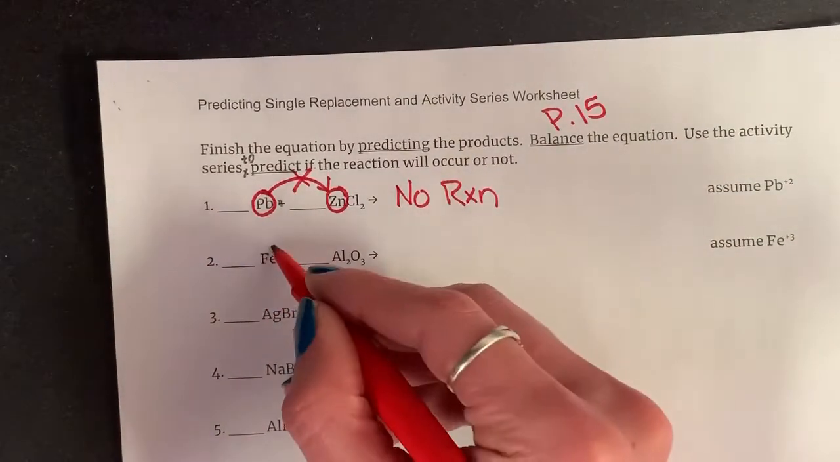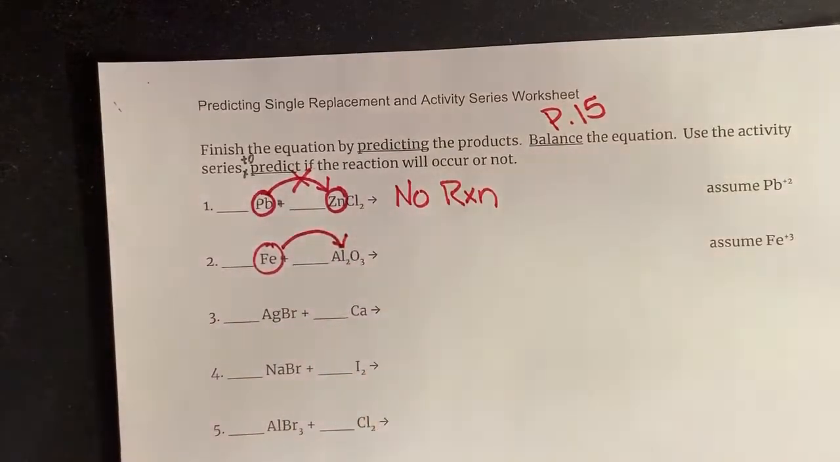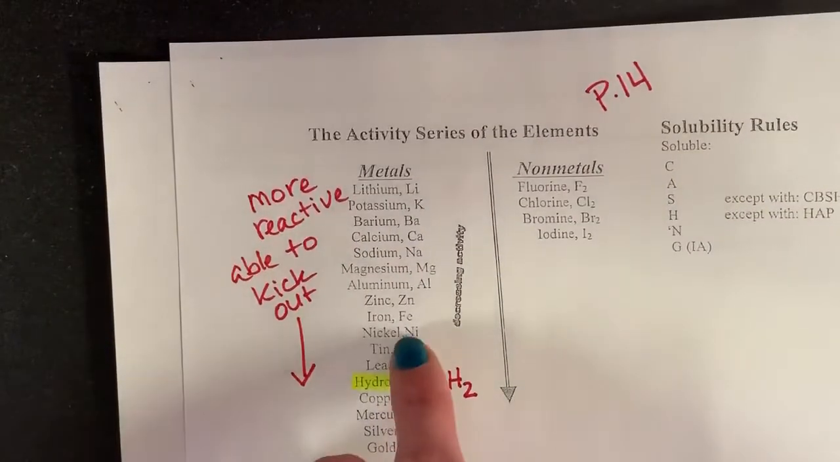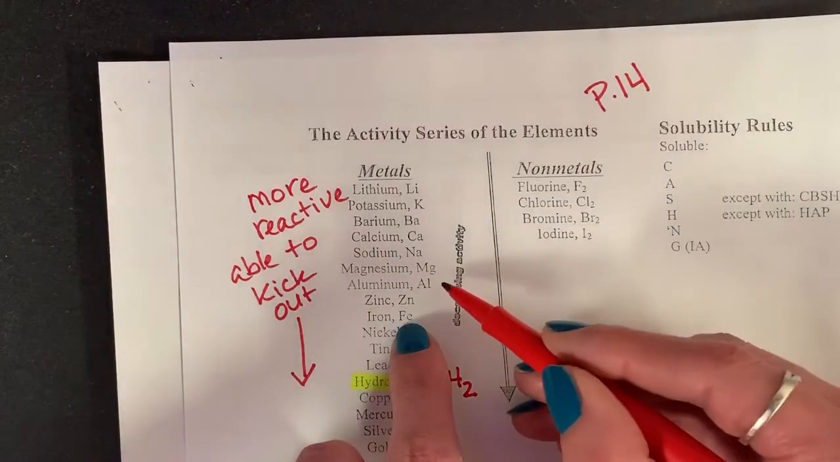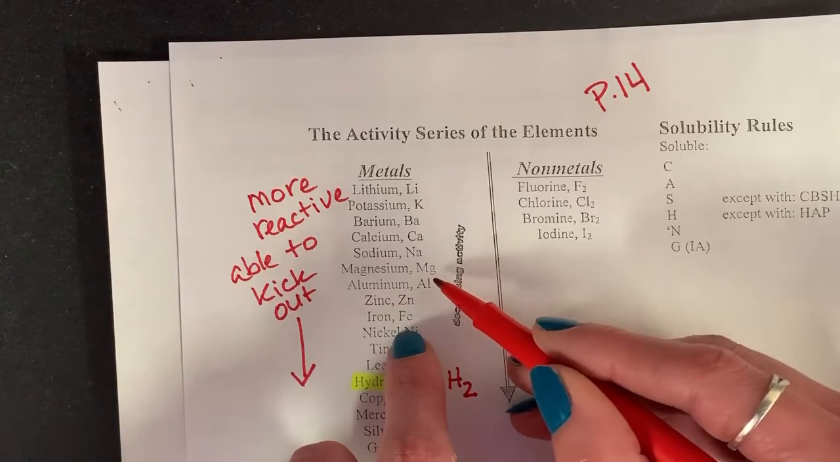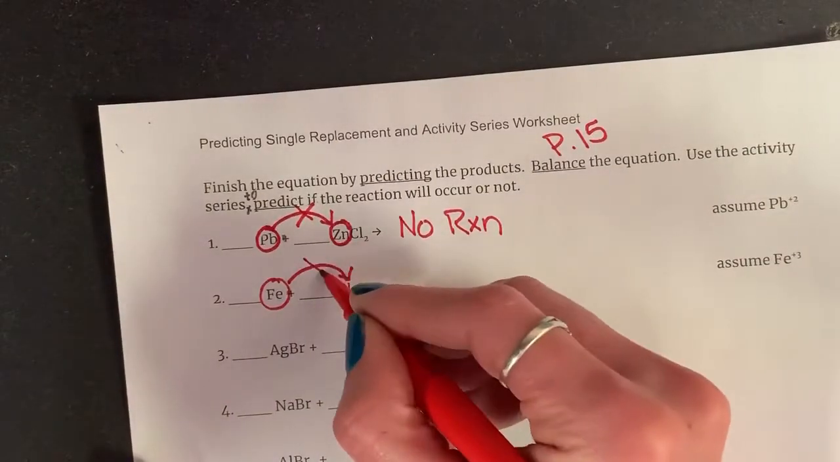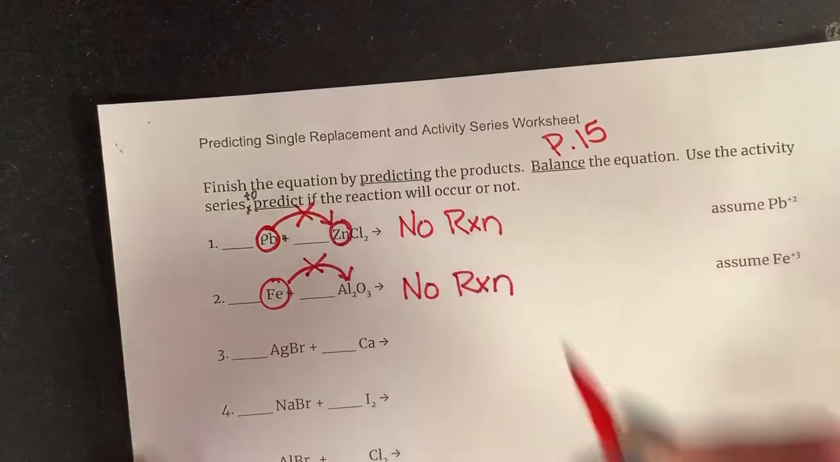Let's take a look at iron and aluminum. Again, iron is a metal, so he's going to try to kick out aluminum, which is also a metal. Because iron is lower than aluminum, is he able to kick him out? No. Aluminum is more reactive, so because he's higher, nothing happens. Okay?